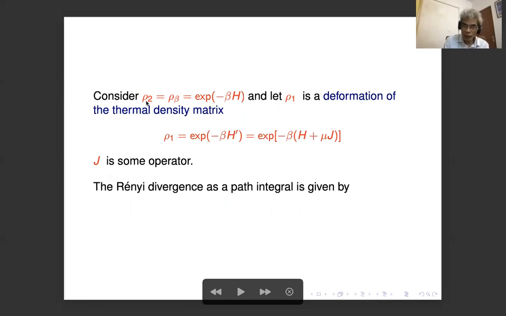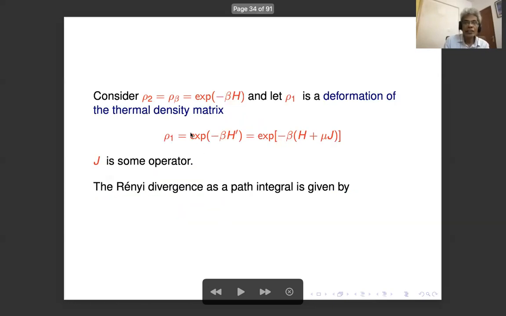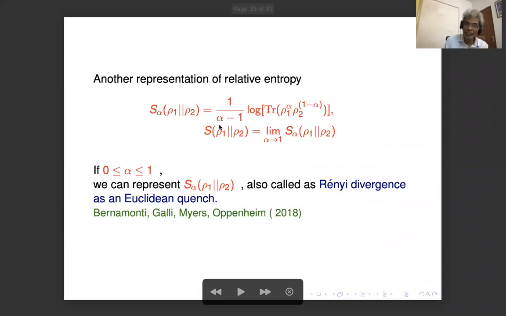So take rho 2, which is the 1 minus alpha part, to be the thermal density matrix itself, e to the minus beta H. And rho 1 is a deformation of the thermal density matrix, so take H plus this. This was the second class of problems I was talking about, that you take the action and deform it by a holomorphic current. That gives rho 1. And then how can I represent this as a path integral, so that I can calculate this quantity and then take alpha going to 1 limit?